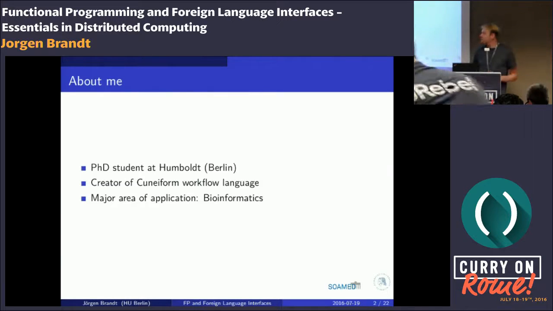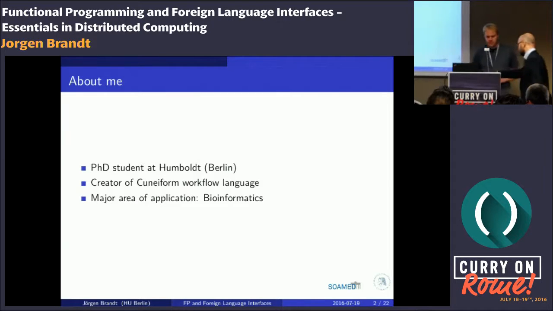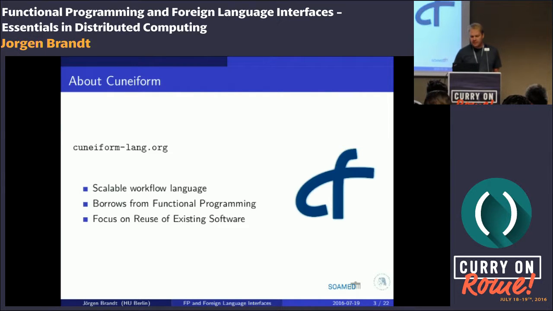A few words about myself. I'm currently on a PhD position at the Humboldt University in Berlin. I am the creator of the scalable workflow language Cuneiform, which I'm also going to talk about today. The major field of application for this language is bioinformatics, but it turns out that the language can be used also in very general scientific applications, but we come to that.